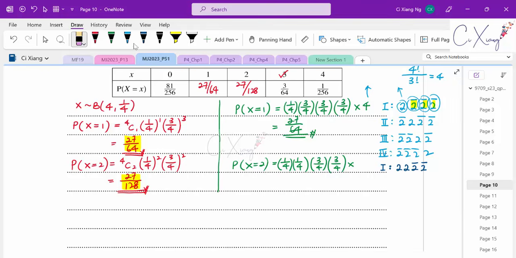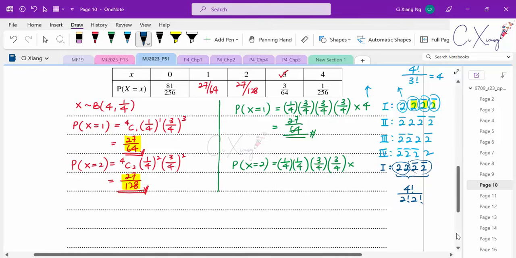To calculate the arrangement for this one, I will involve the consideration of permutation. I have 4 items here, so 4 factorial, and then divided by what? I have 2 identical items, therefore I divide by 2 factorial. Another 2 identical items, so I divide by 2 factorial as well. So 4 factorial divided by 2 factorial and 2 factorial, you should get 6. If you want to list out, you should have 6 different arrangements.